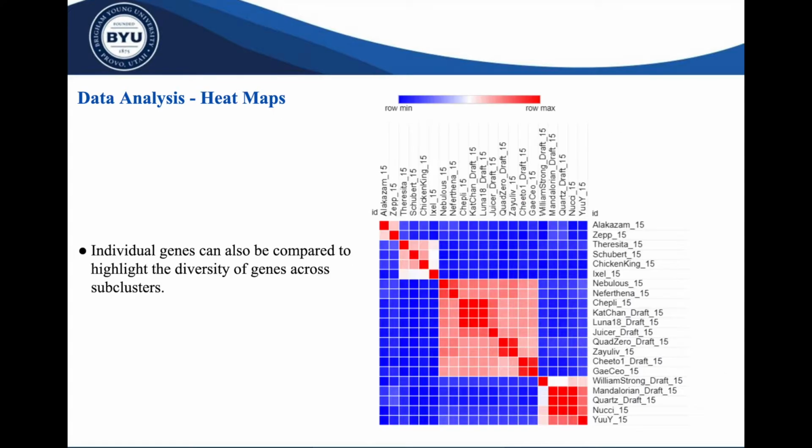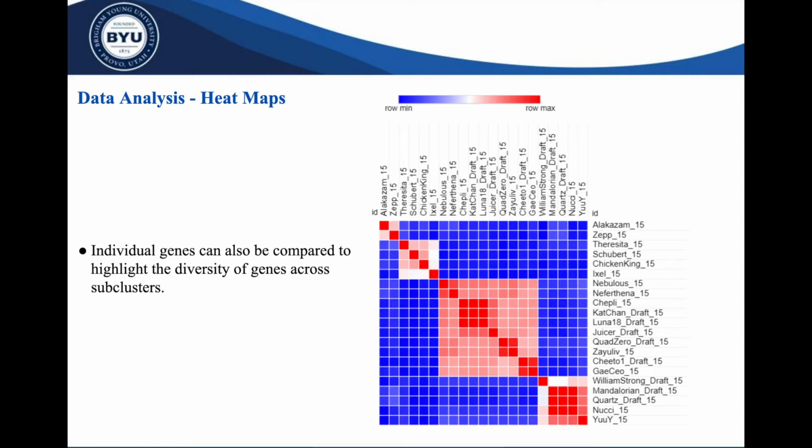Heat maps can also be used to compare individual genes within different phages to highlight the diversity of genes across subclusters. In this heat map, Morpheus clustered the phages together based on similarities between genes instead of based on subclusters. This shows that there is much diversity within subclusters for gene 15.